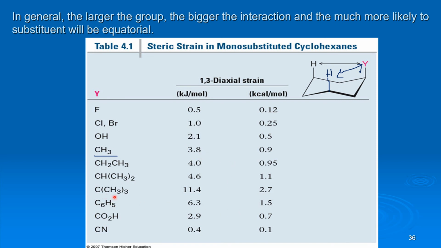What if you get a group like a t-butyl group, C with three methyl groups attached? So this is a huge group. So you can see it's much higher energy, 11.4. So that'd be 22.8. So that's going to be almost 100% in the equatorial position. And so you can kind of get the idea. So the bigger the group, the higher the energy.